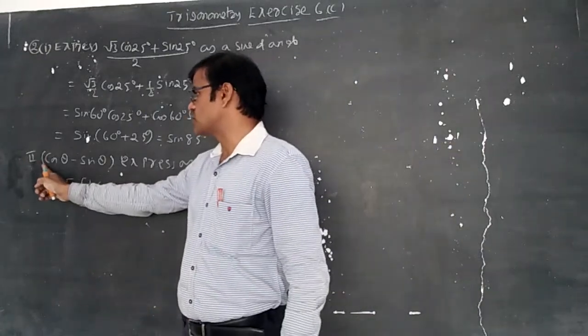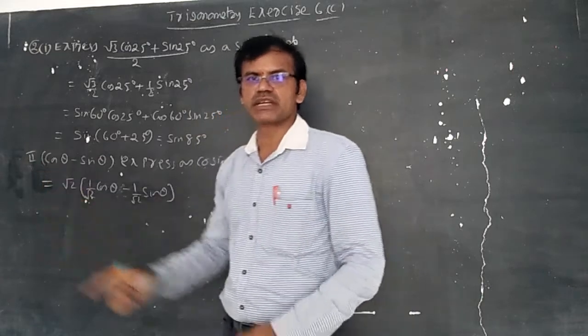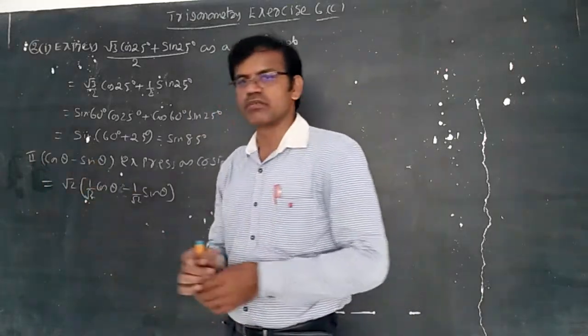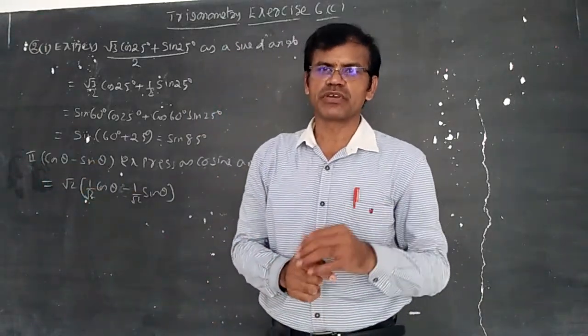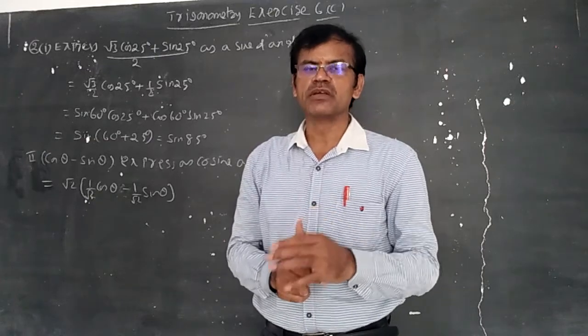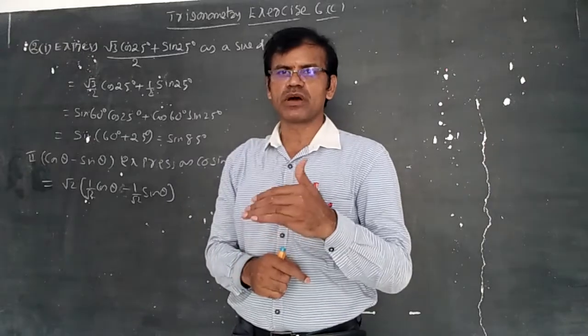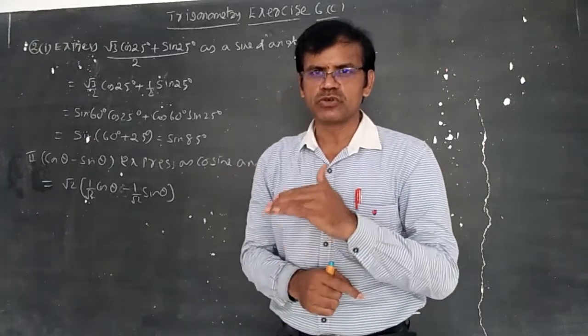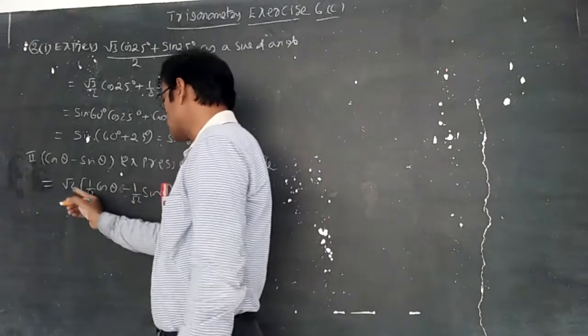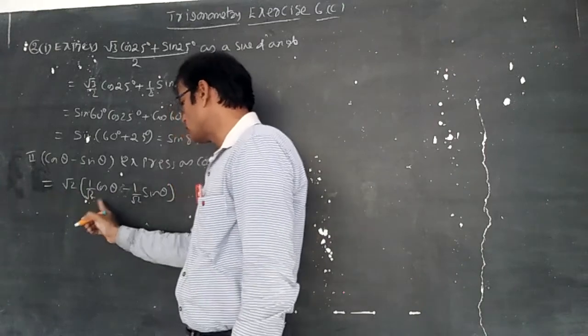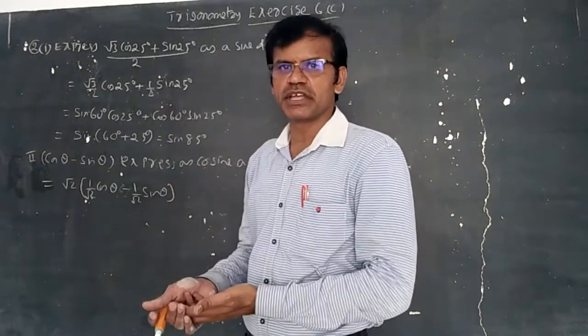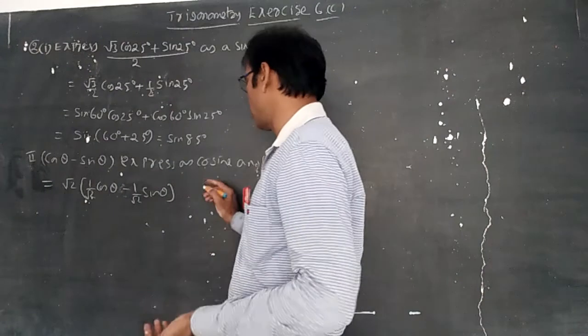Here x a is equal to 1, a cos theta plus b sin theta, modulus. a is equal to 1 and b is equal to minus 1. Root of a square plus b square means root of 1 square plus minus 1 whole square, root of 1 plus 1 becomes root 2. So here you can understand multiply and divide.